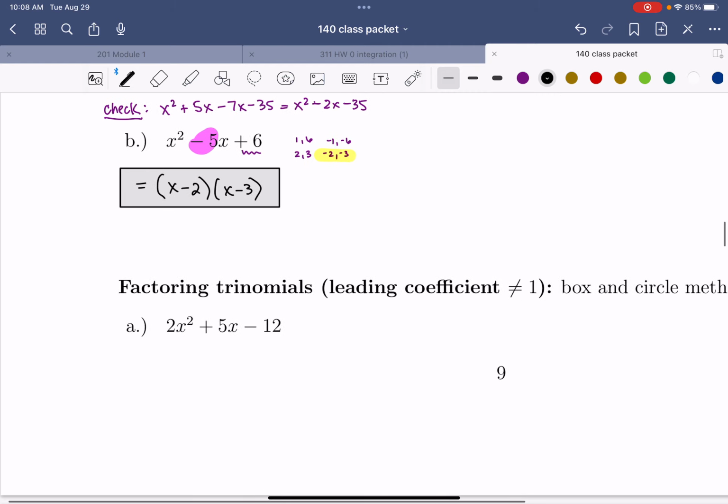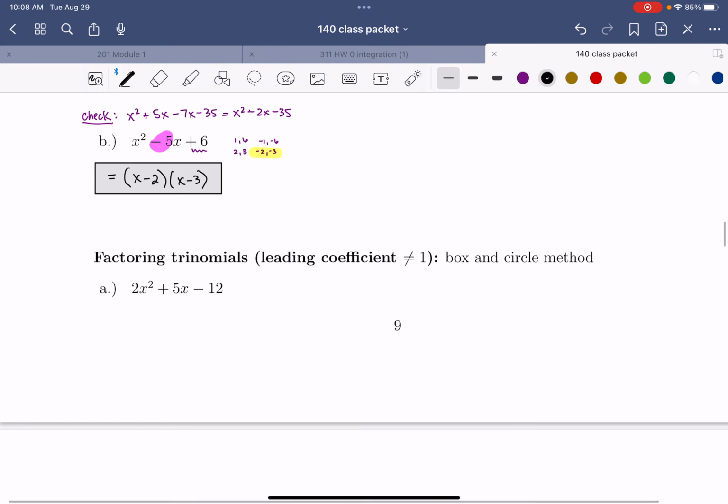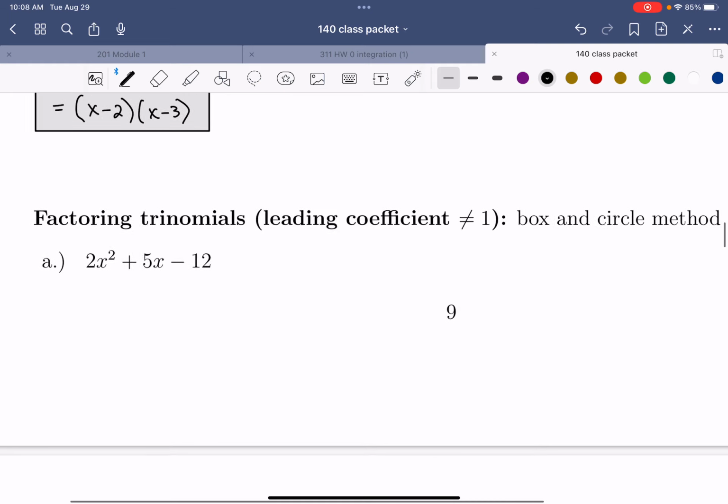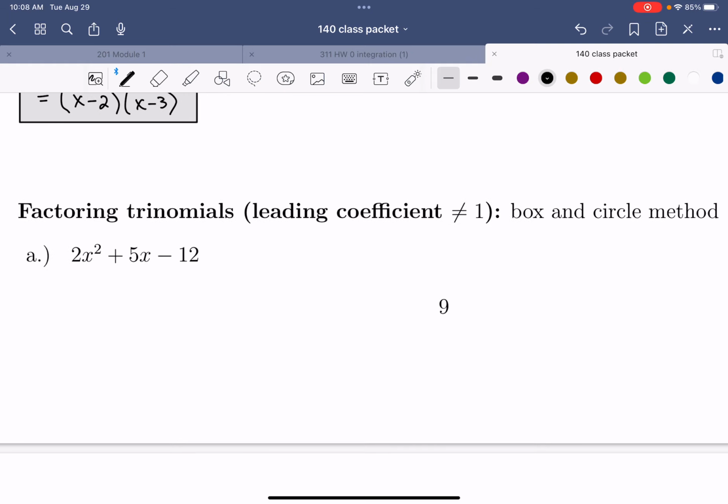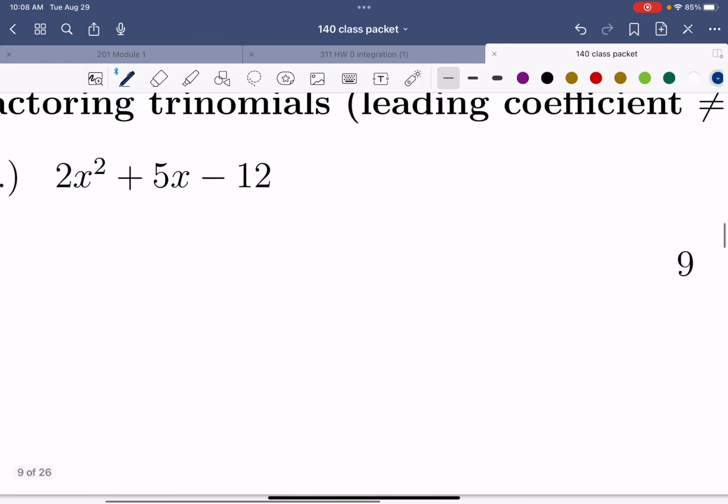Now, what do we do when that leading coefficient is not a 1? Okay. Now, the way that I was taught this was just to kind of guess and check and make it work. But I got a strategy for you here. We're going to call this the box and circle method. Okay, so the first thing I'm going to do is I'm going to make a box.